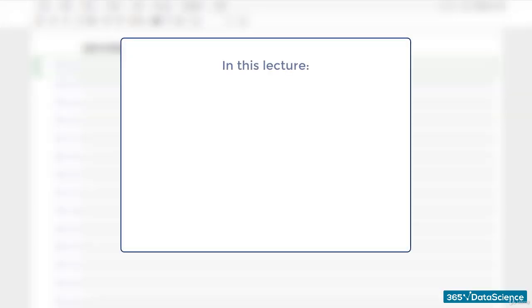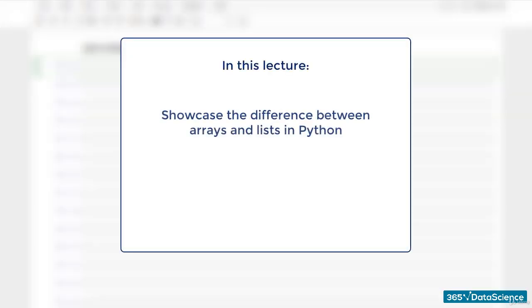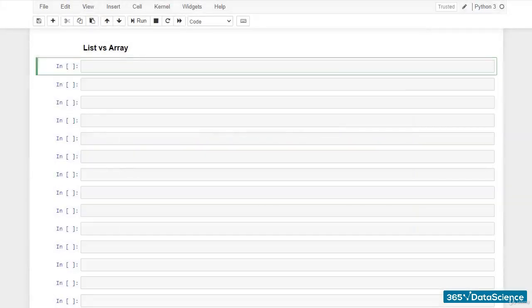Welcome back! In this lecture, we're going to showcase the difference between arrays and lists in Python and explain why there is a need for both. For starters, let's define a list with the numbers from 1 to 6. We start by creating a variable. Let's call it list A and set it equal to square brackets. Then, within the brackets, we write the numbers 1 through 6, separated by commas.